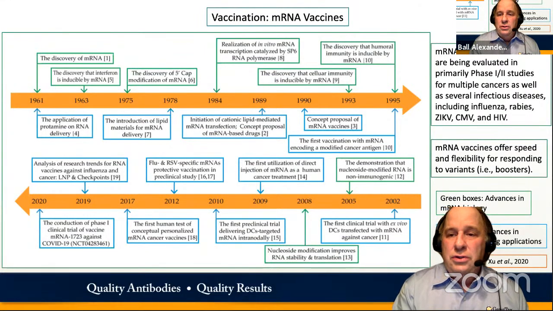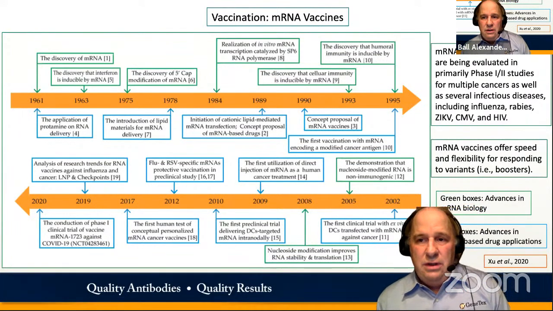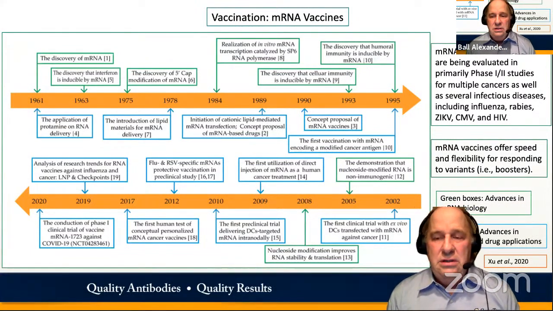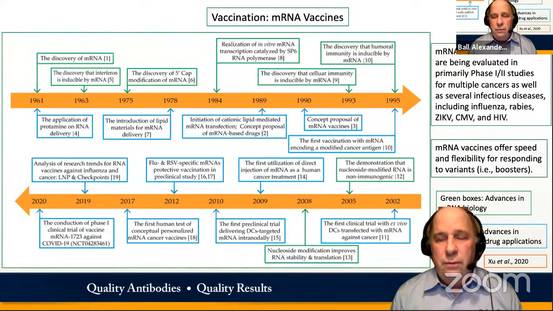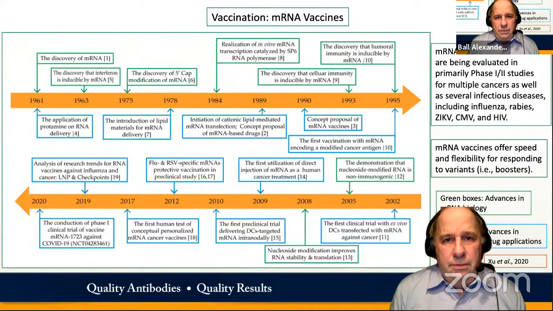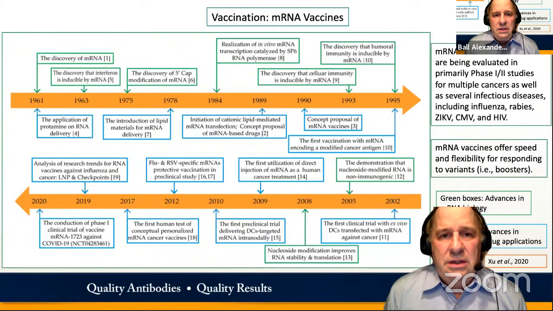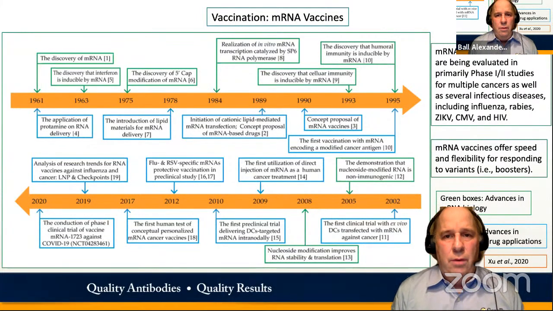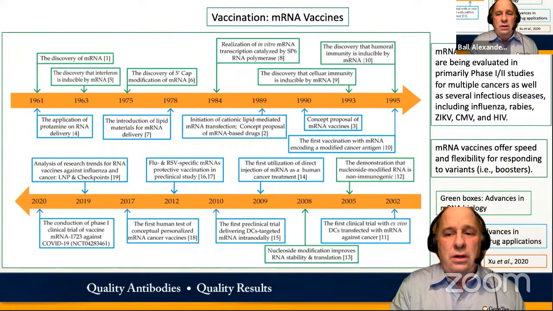mRNA vaccines are also, there are a lot of studies, primarily phase 1 and phase 2 studies, of using these mRNA vaccines against various cancers, as well as several infectious diseases, clearly SARS-CoV-2, but also influenza, rabies, Zika, CMV, and HIV. And then the other thing that it's nice that the mRNA vaccine platform offers is the ability to be rapidly modified and for responding to variants, i.e. in the case of, say, booster shots.